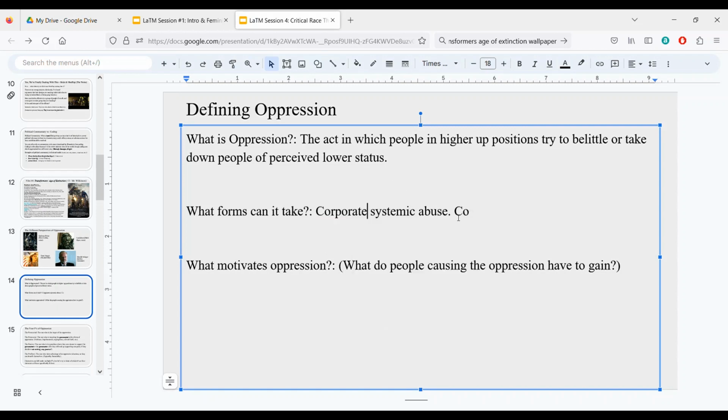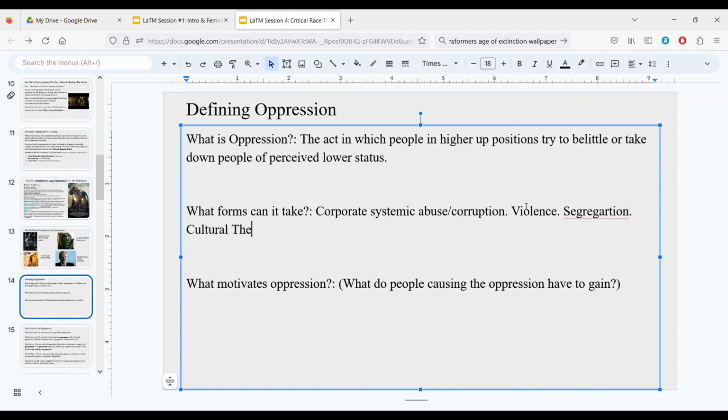Systemic abuse or corruption, maybe. And then can I just add violence? Segregation. Cultural theft. Any others? There's tons of others, but just for our short list here. No, I can't think of any.